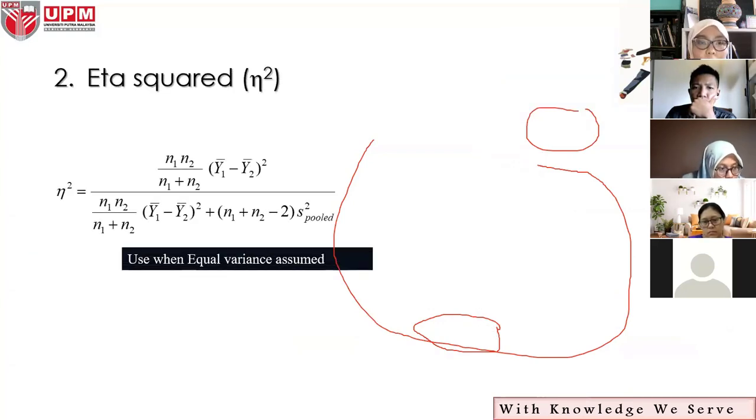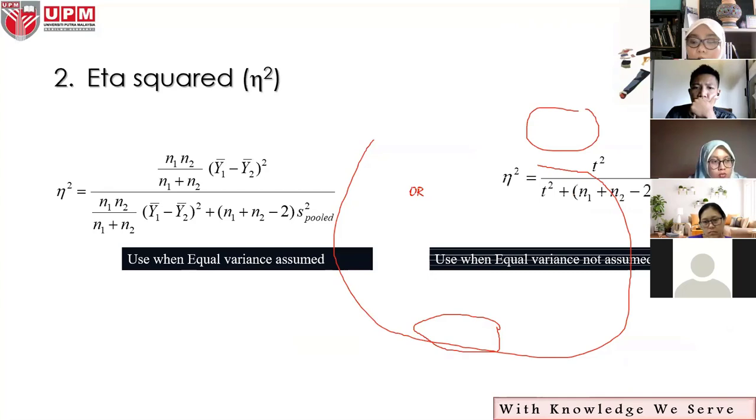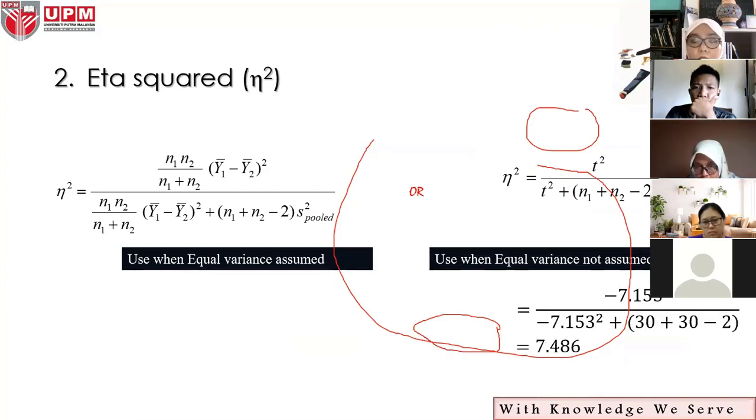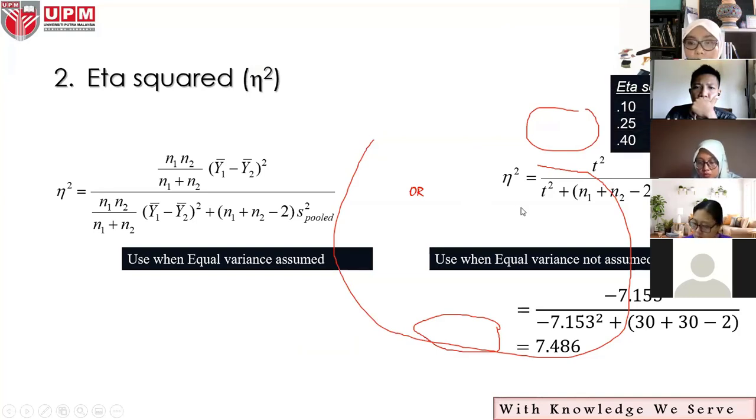If you use the eta squared, we also use the second formula. After you plug in the values into the formula, you will get 7.486. Again, the value for eta squared will always be positive. The threshold is 0.4. Since the value is larger than 0.4, it is considered a large effect size.